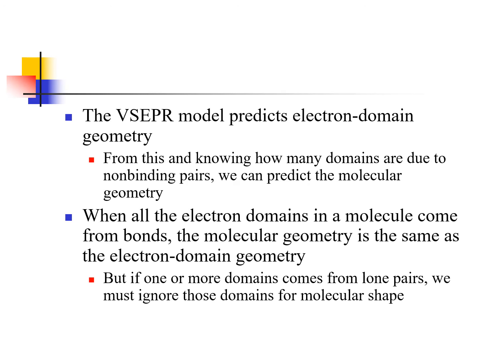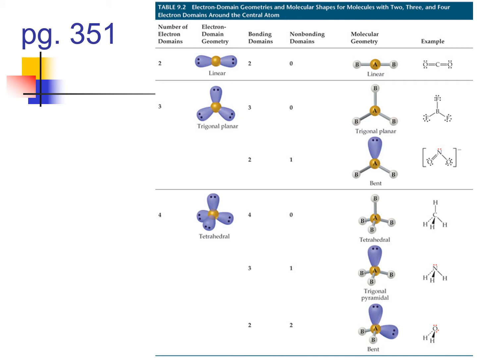But if one or more of those domains comes from lone pairs, then things start shifting. So, here's where things are at if we're obeying the octet rule. 2 electron domains has to mean 2 bonding domains, so it has to be linear, no exceptions. Now, if we have 3 electron domains, and all of them are bonds, it's called trigonal planar. Again, the electron domain geometry is exactly the same as the molecular geometry if they're all bonding domains.